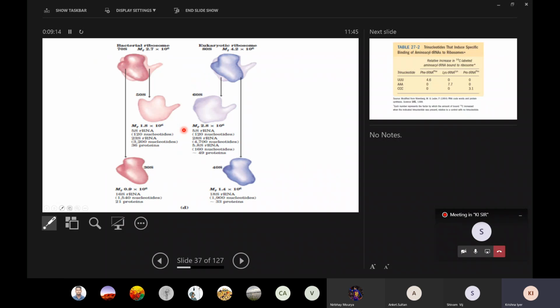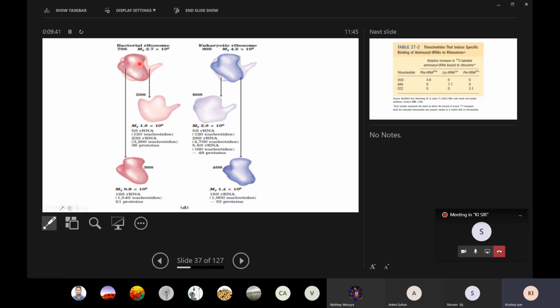Just to compare and contrast, to keep things in perspective, the difference between the bacterial ribosome and the eukaryotic ribosome is that the bacterial ribosome is slightly smaller. It is 70S relative to 80S. It is also smaller in terms of molecular weight. The molecular weight here is about 2.7 million, while this is about 4.2 million.